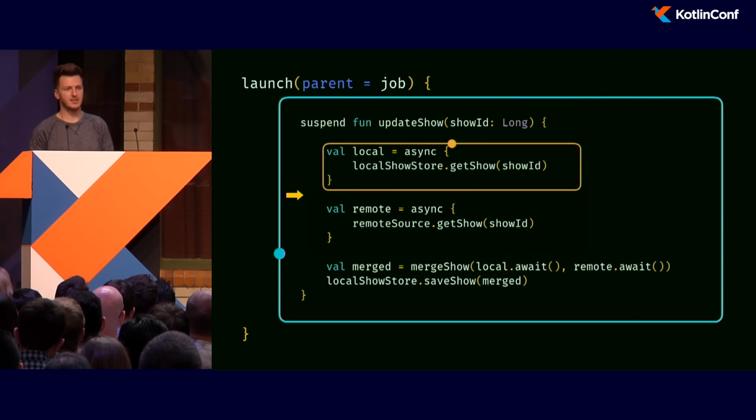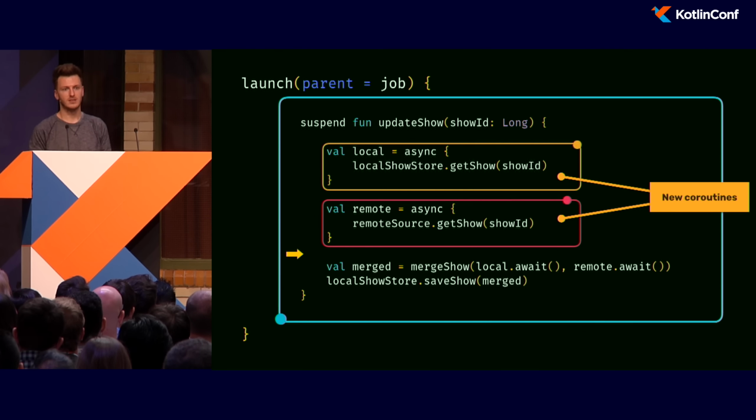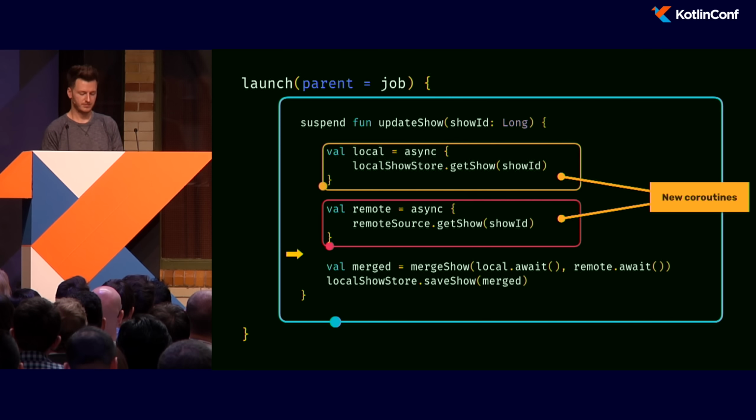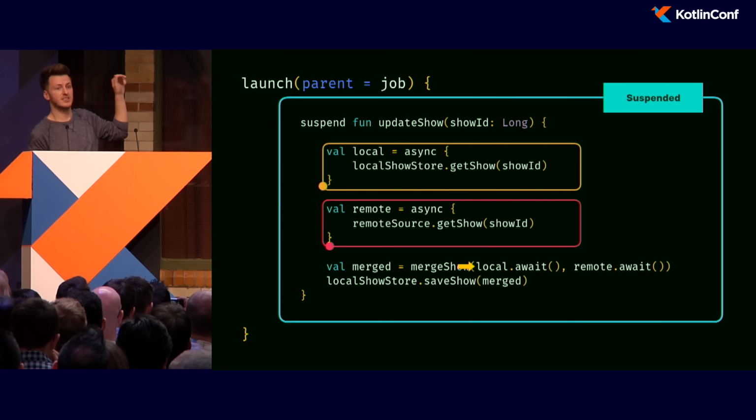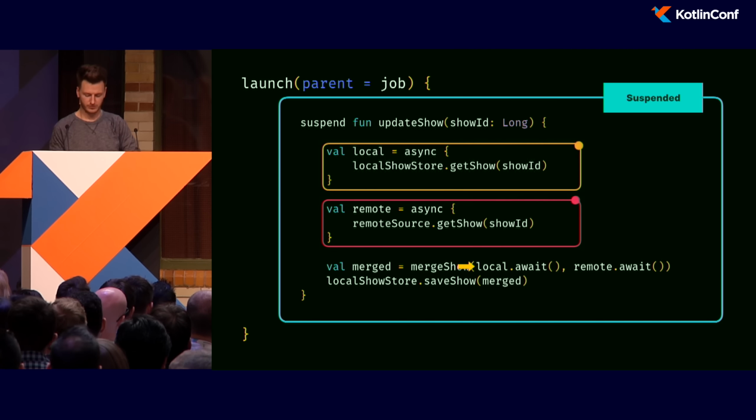So we'll go past the first async, and we've suddenly got an inner coroutine running. Then we'll do the second, and that's also another coroutine. These are new coroutines which are running. At this point, we'll keep going, and then we'll hit the first await. Now, at this point, that outer coroutine is suspended, waiting for the result of the first coroutine to finish.